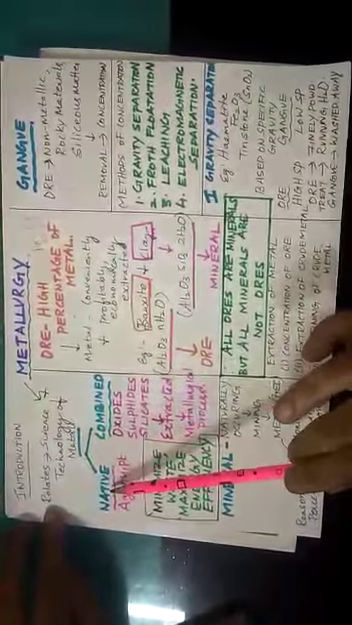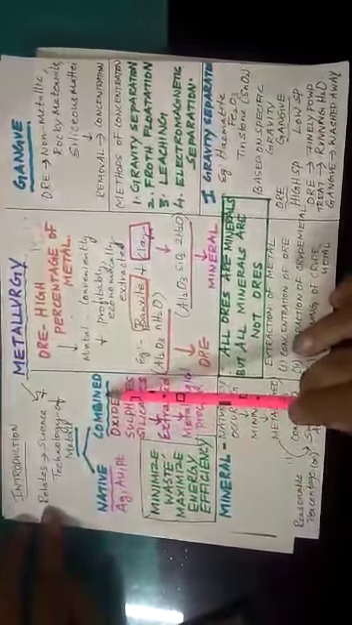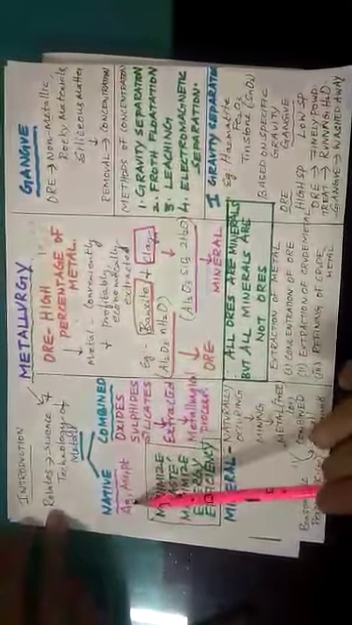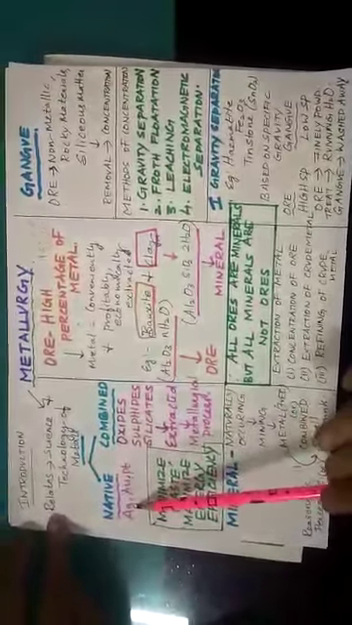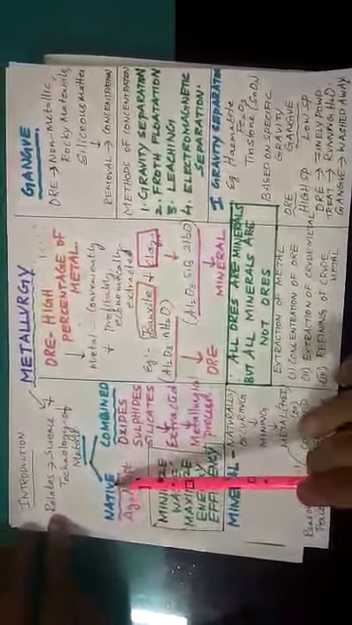Generally, metals are present in the native state as well as in the combined state. So, what do you mean by native state? When metals are present in the free state, you call it the native state. For example, a few metals such as silver, gold, platinum are present in the native state.